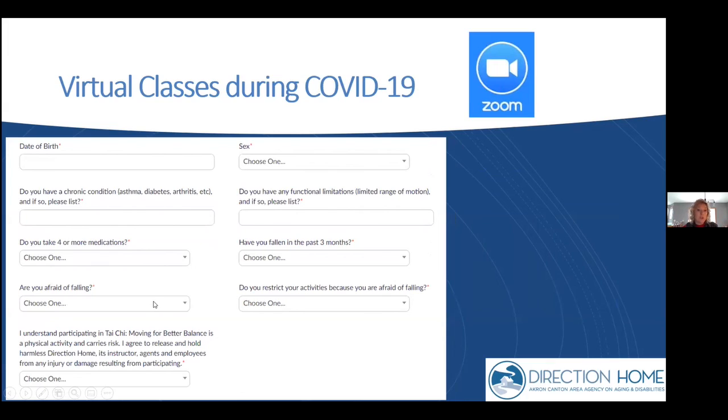We do ask, do you have a chronic condition that we need to think about? Any functional limitations, so I can make sure that I'm also giving them movement modifications if that is a concern. Four or more medications, again, because of that increased falls risk. Have they fallen in the past month? Are you afraid of falling? And do you restrict your activities because of a fear of falling? And then that last thing there is the little liability, that they understand this is a movement class, there is a risk. So they do absolutely understand that.